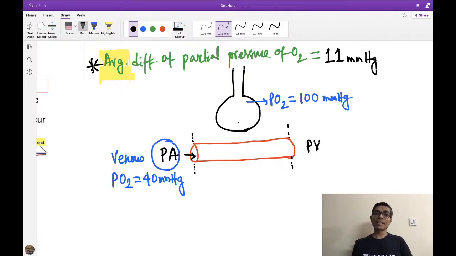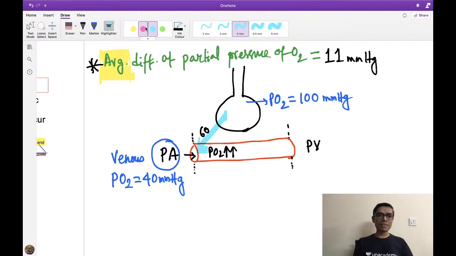So the question is, why 11, sir? I can easily make out that this is 60, this is 100, this is 40, so the difference is 60. But I am saying, yes, at the beginning of this pulmonary capillary the difference is 60, but whenever the oxygen is diffusing from this alveoli to the capillary, what will happen to the partial pressure of oxygen in this capillary? It will rise. Whenever the partial pressure in the capillary is rising, what will happen to the difference? Obviously, the difference of partial pressure from this alveoli to the capillary is going to be reduced gradually.